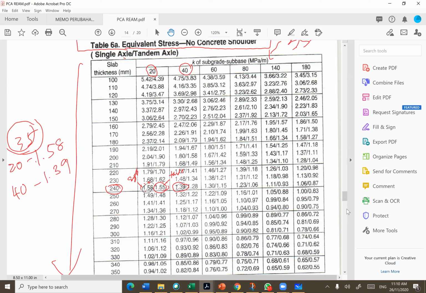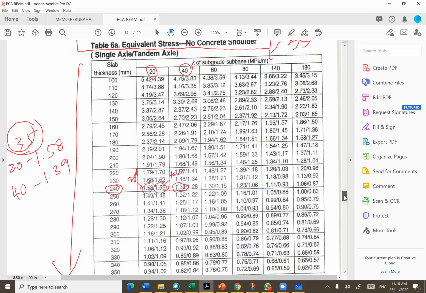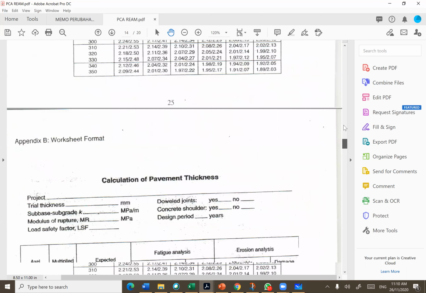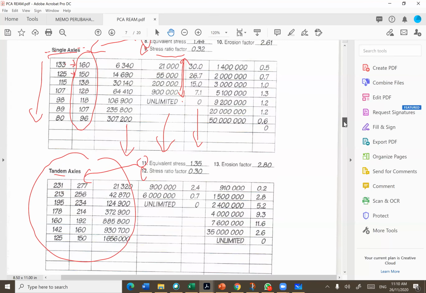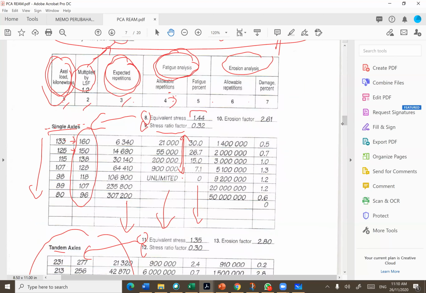Okay, Zul Hakim, how do you do interpolation? What value do you get for 35? Okay, supposedly you will get this value. You will get the equivalent stress of 1.44. Okay. Right. Did you get 1.44, if you do interpolation?